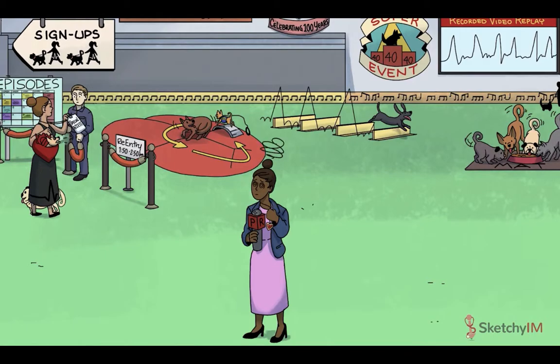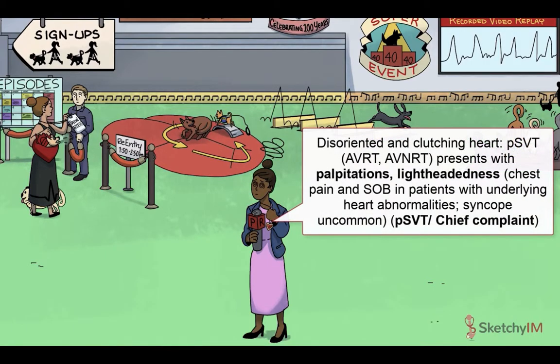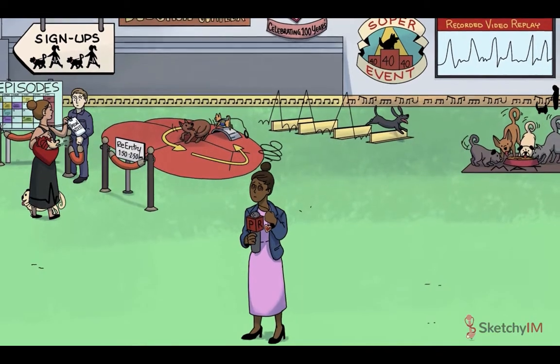Palpitations are the most common presenting feature, represented here by the announcer clutching her heart necklace. Many patients will also present with dizziness or lightheadedness. Those with underlying cardiac abnormalities may present with chest pain and shortness of breath. Syncope from reduced cardiac output is rare.